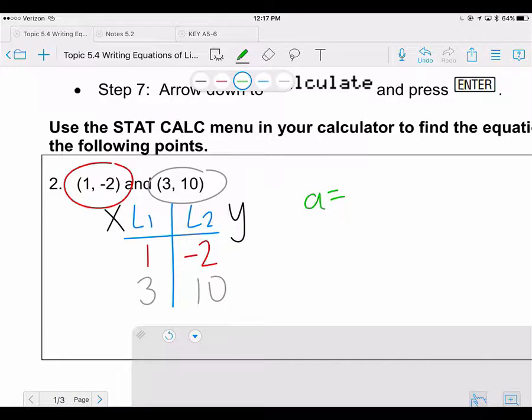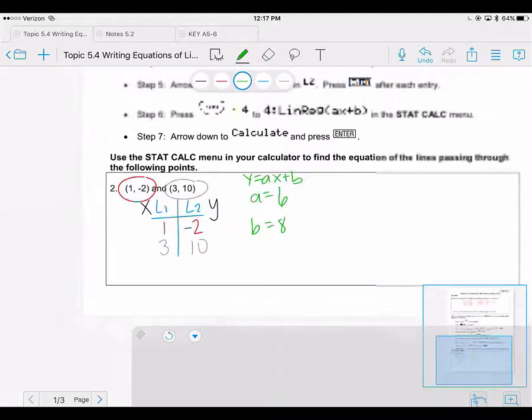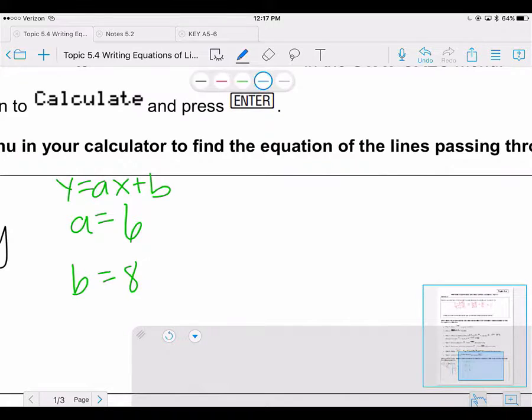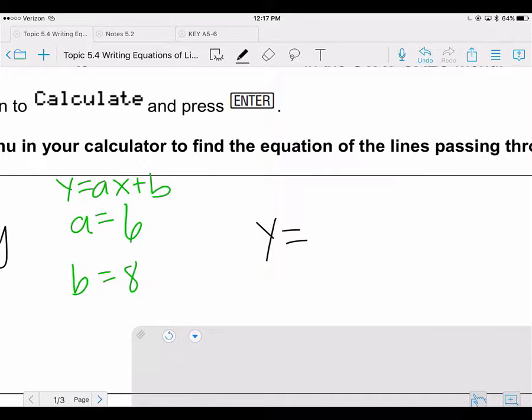So A is 6. B is negative 8, and then they told me up at the top AX plus B. So I'm just copying down what I got from that calculator. They ask us to find the equation of the line. So my final answer, instead of A, I'm going to replace A with 6 because they told me that's what A was.